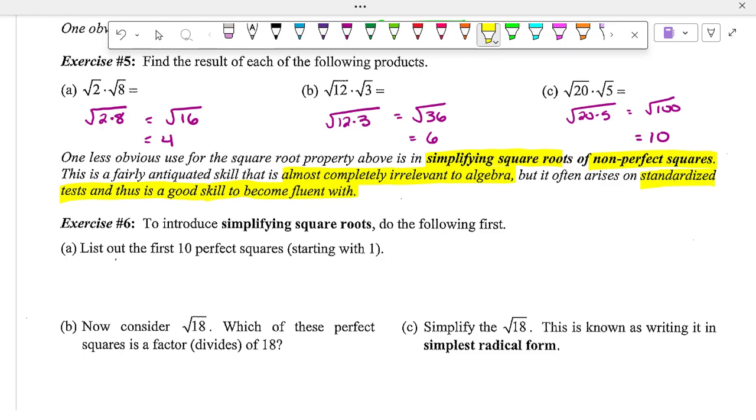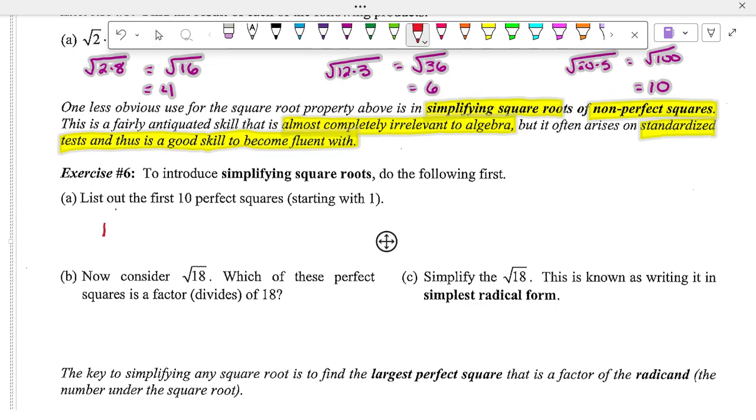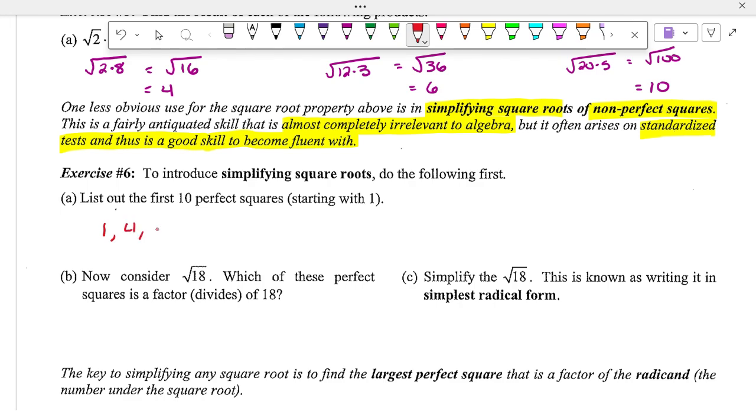All right. So when we're simplifying square roots, first off, letter A. Let's just list perfect squares. So if we start with 1, what's my next perfect square after 1? 4, then 9, then 16, then 49, next 64, and lastly, all right, so these are the perfect squares for 1 through 10.